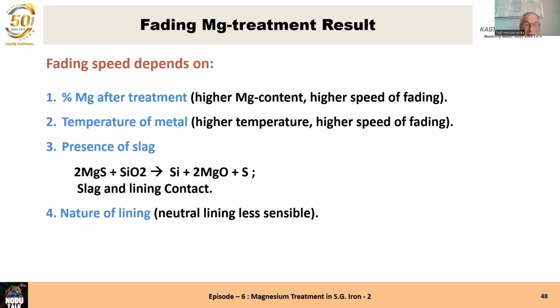The third is the slag. Some people say, okay, leave the slag in the ladle, and when we are at the mold, we will remove the slag. Please don't do that, because the magnesium sulfide from the slag will react with the lining of your ladle or whatever, and the sulfur will go back into the metal. And of course, the nature of the lining: an acid lining, silicon, will have these reactions. A neutral lining will be much less sensitive to that and will be better, but it costs quite some more.